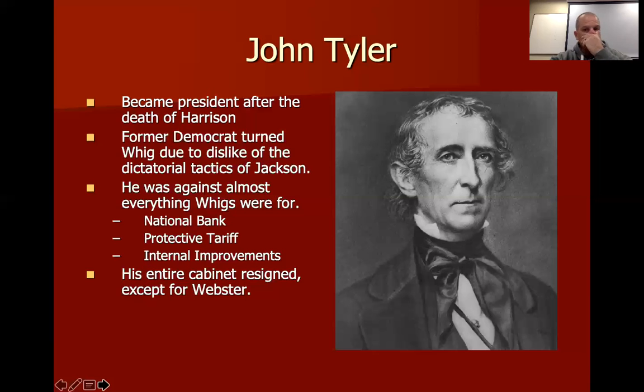Remember, John Tyler, he's a Southerner. He's from Virginia. He's a slave owner. He's all about states' rights. So internal improvements meant government could give us money, then they could take our slaves away. So that's the way he thought.